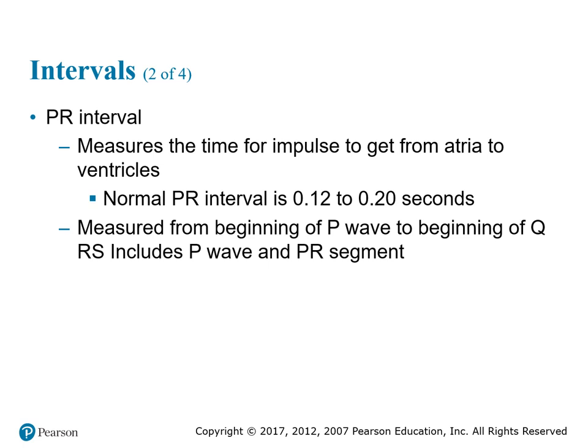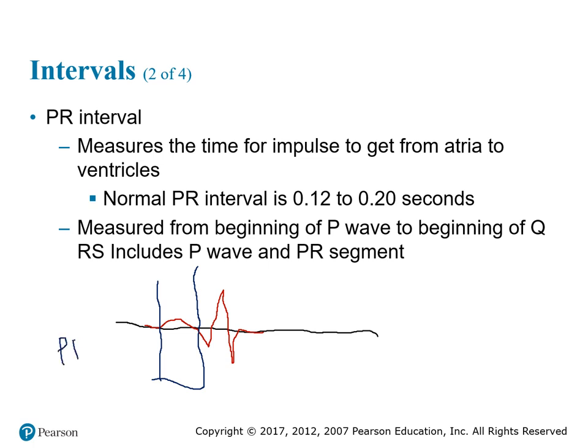So if we look at this, let's draw our baseline as clear as we can. And we draw out our PQRS wave. Our PR interval measures from the beginning. Let's draw another color, blue. From the beginning of P to just before you get to the downward deflection of Q. This is what we call our PR interval.